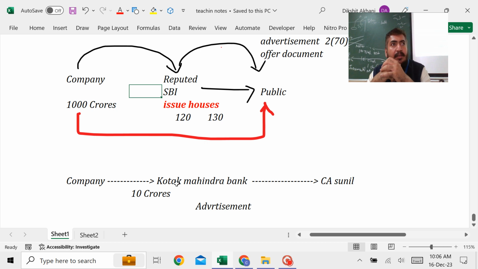But in the second example, Kotak Mahindra Bank was the genuine buyer, just like you and me. First of all, Kotak Mahindra Bank applied to the IPO of the company. So already the company went for the public issue. In that public issue, Kotak was the subscriber, and it got allotted the 10 crore rupees shares. Now if Kotak wants to sell to CS Sunil, it is not for the company's sake, it is for its personal sake. So whatever profit comes, Kotak itself will hold it.